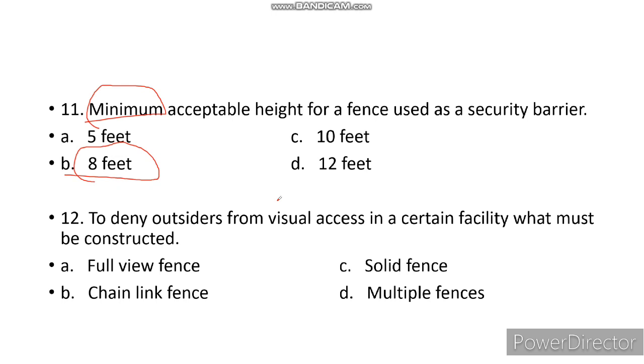12, to deny outsiders from visual access in a certain facility, what must be constructed? So, we've been talking for visual access. Walang hindi tumatagos yung paningin or hindi nakikita ng mga viewers, yung mga outsiders, yung nasa loob ng facility. So, we're totally denying it. So, that's C, di ba? Or solid fence. Kasi pag solid fence, alam mo, close talaga yun. Unlike for full view fence or chain link fence. Talaga makikita mo, di ba?